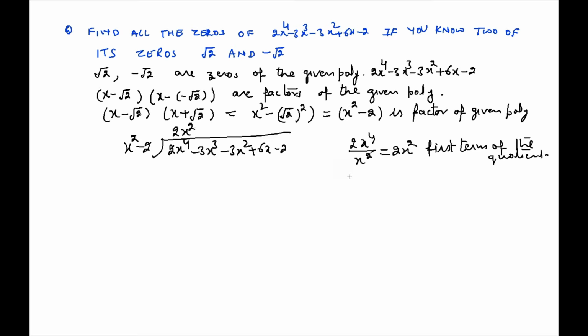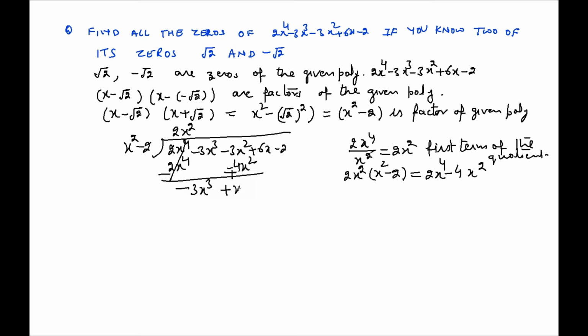So write 2x square as a first term of the quotient here, and now multiply 2x square with all the terms of the divisor. You will have 2x4 minus 4x square. Write 2x4 minus 4x square and then subtract it. For subtracting, change the sign. You will have minus plus, so cancel the first term, and you will have now minus 3x cube plus x square plus 6x minus 2.